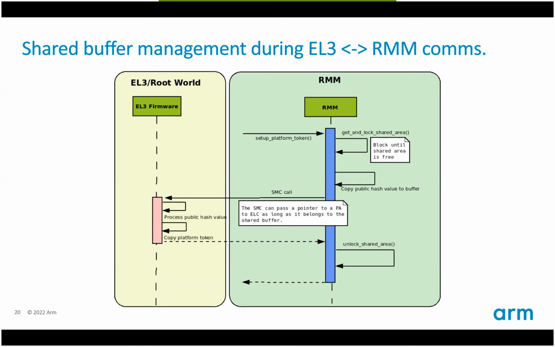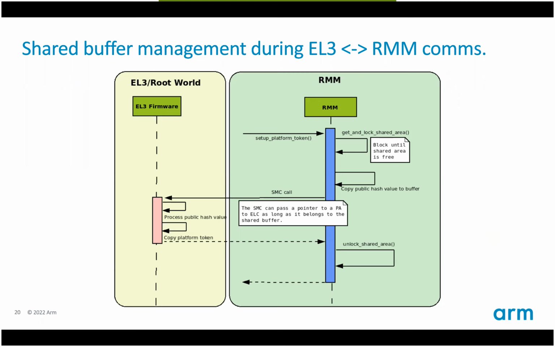In this case, setup platform token needs to copy the public hash value to the buffer. Then once we have this, the setup platform token will perform an SMC call to invoke the EL3 service. On that SMC call, we can pass a pointer to the physical address to EL3. We will pass a pointer to the physical address of this shared buffer.